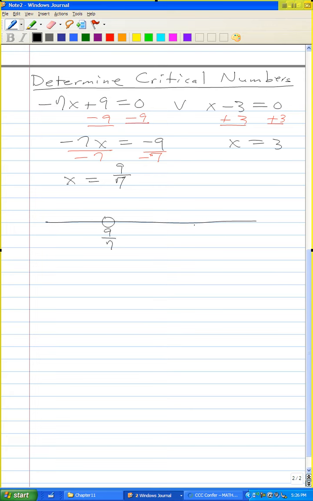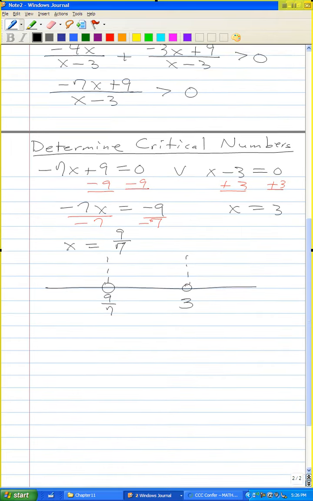Nine over 7, 3. So again, this partitions my number line into several intervals. If I take a number less than 9/7, say 0, then the sign of the numerator is positive. The sign of the denominator is negative. Positive divided by negative is negative.